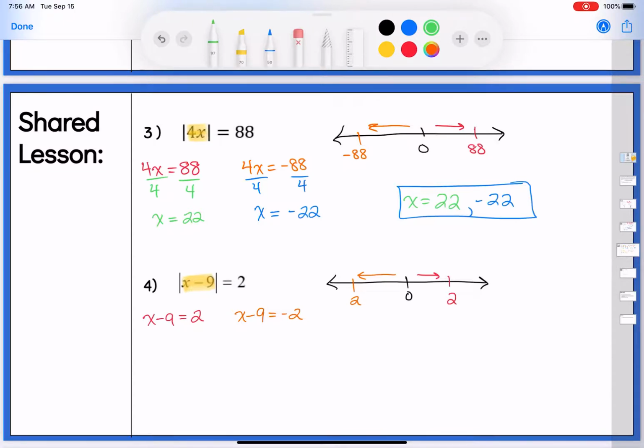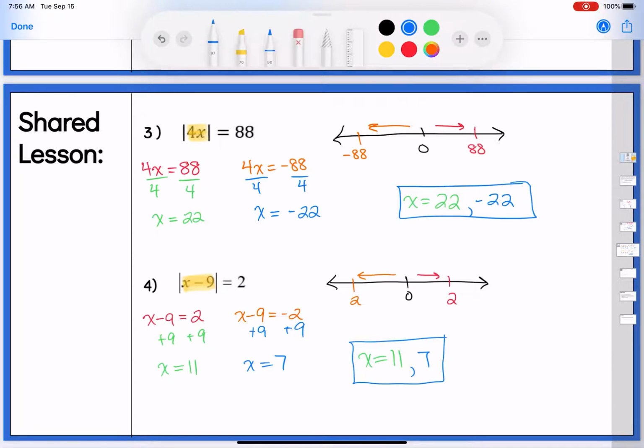Okay, and then I'm just going to solve it out here. So I'm going to add 9, so I get x equals 11 from this one. And over here I'm going to add 9, and I'm going to get x equals 7. So notice on this one, I have 2 different numbers. In the past, I had just a positive and negative of the same number, but here now I have 2 different numbers. Let's just double check then.